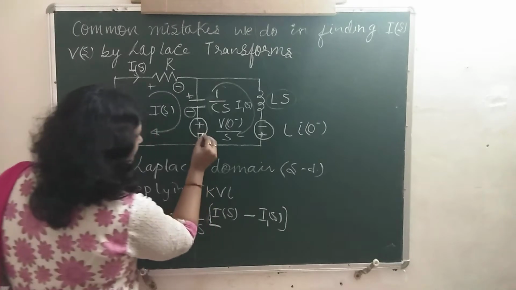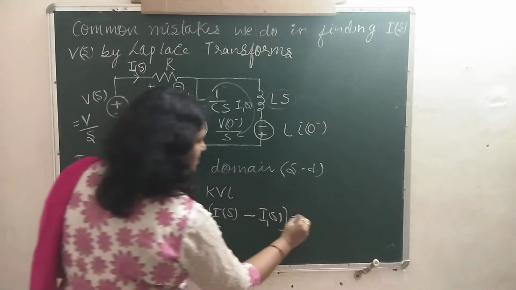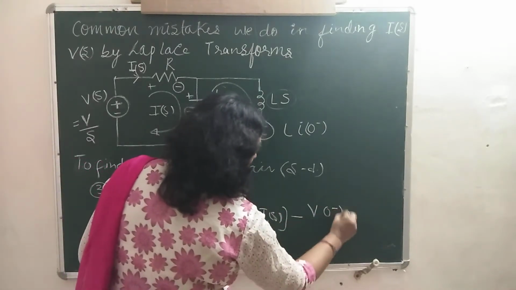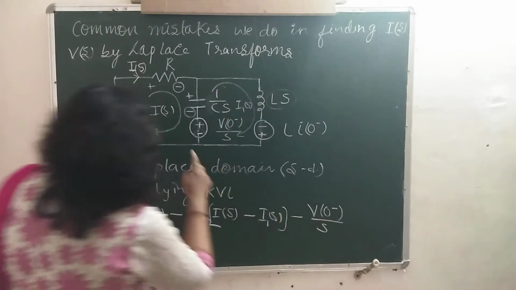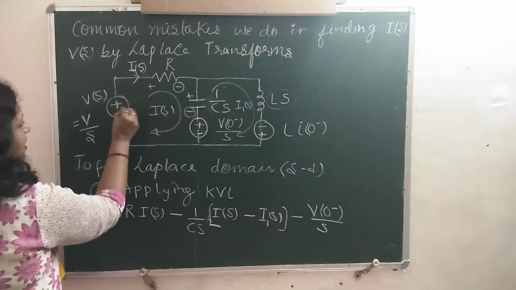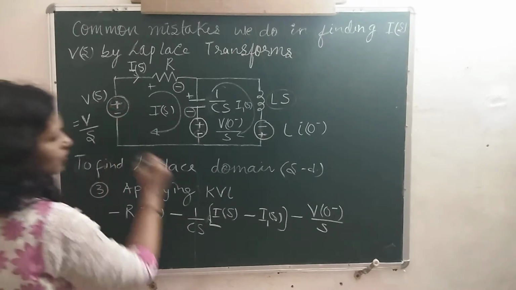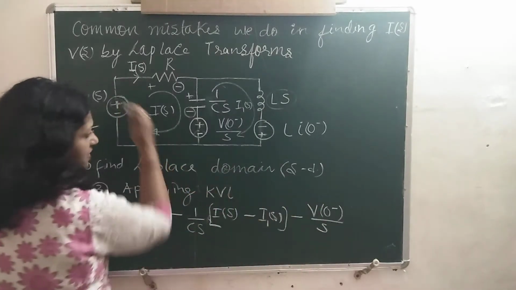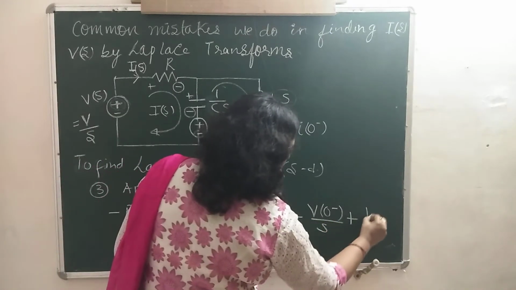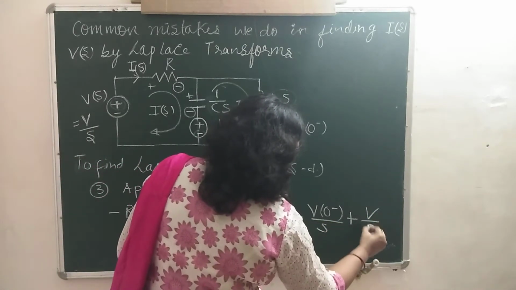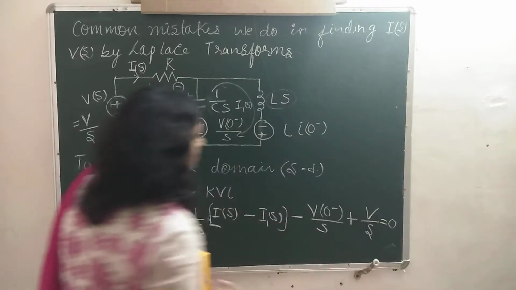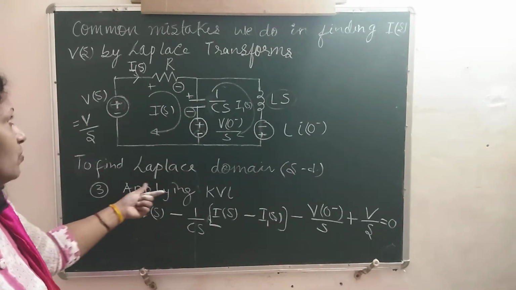So we will again consider the last sign, that is minus V0 minus divided by S, and this voltage is plus. At last, this plus sign is there in this voltage. There is a voltage rise, so we will take the plus sign, that is V by S. This is the way to write the KVL equation.